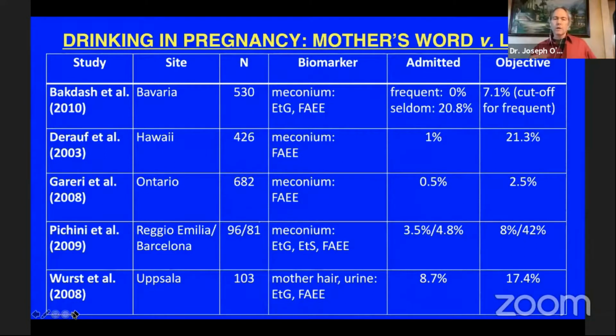So can we trust these mothers when they report whether they drank during pregnancy and the amount that they drank? Well, this slide compares the mother's word to laboratory findings. It summarizes studies where investigators surveyed the mothers as to whether they drank or not during pregnancy and compared the answers to objective biomarkers, essentially breakdown products of ethanol. And what you can see here in the two rightmost columns, the admitted percent versus the objectively determined percent. In every case, it was much higher for the objectively determined, twice as high, 5 times as high, 20 times as high as for the admitted drinking. So the issue could be more serious even than we thought.